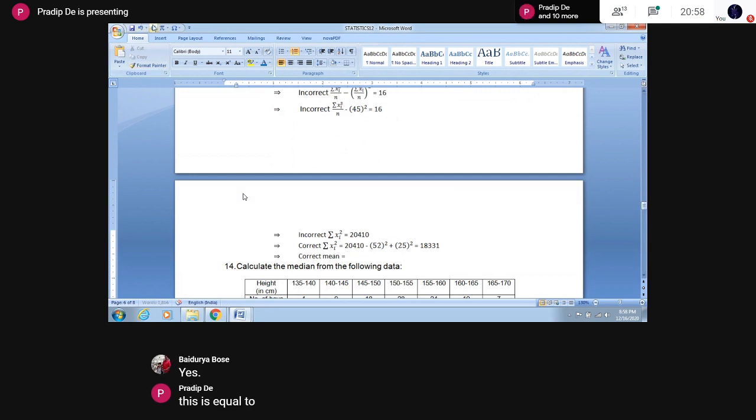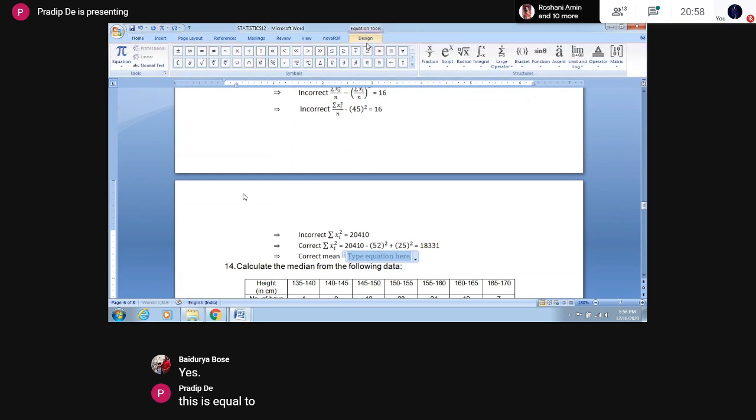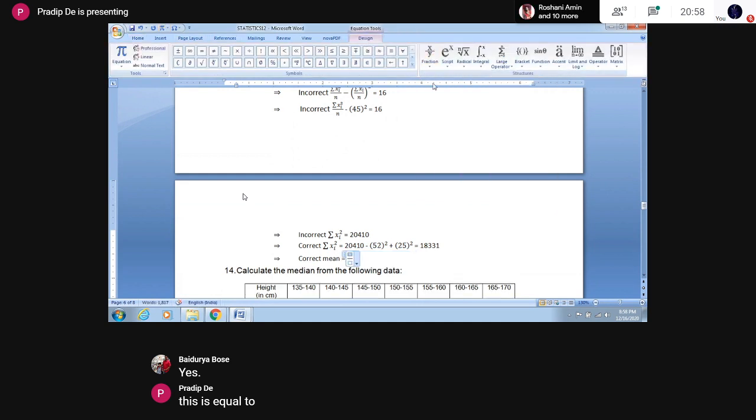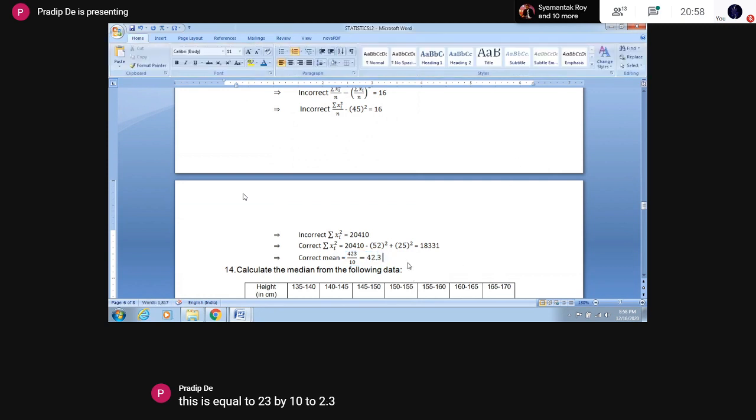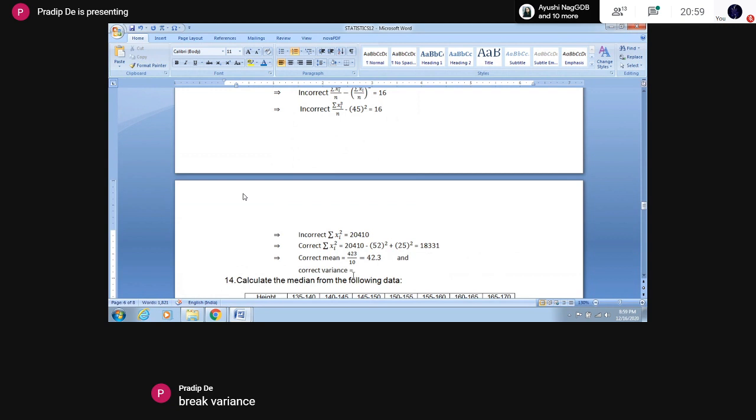This is equal to 423 by 10, which is 42.3. And the correct variance.